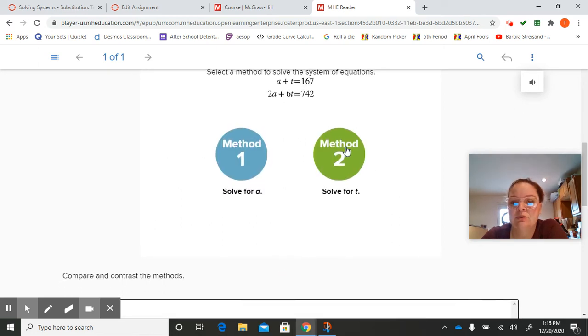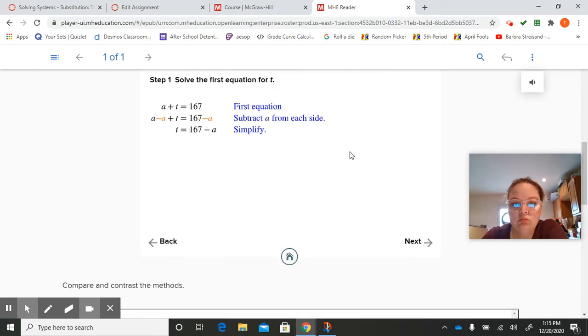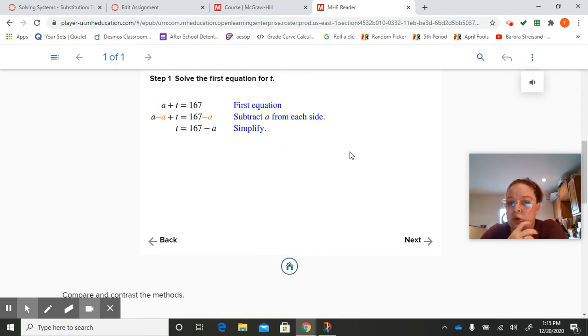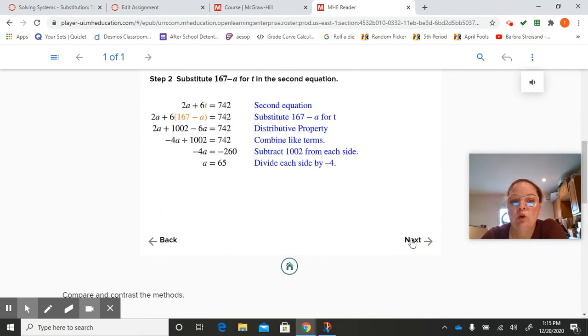Let's look at it as if we were solving for T. Very similar, we're going to subtract A from both sides. So instead of 167 minus T, we have 167 minus A. We plug that in. So this time we get 2A plus 6 times the quantity 167 minus A equals 742.